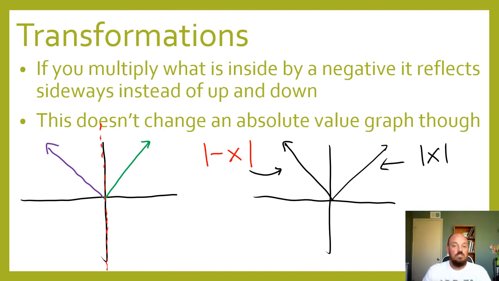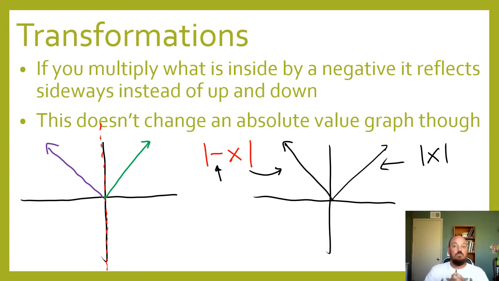But the reason we're learning these transformations, remember, is that these are universal. This works for every graph. So this is a rule. Multiplying by a negative inside your function is going to be a sideways reflection. It's going to take everything from one side and flip it to the other, and everything from the second side and flip it to the first.